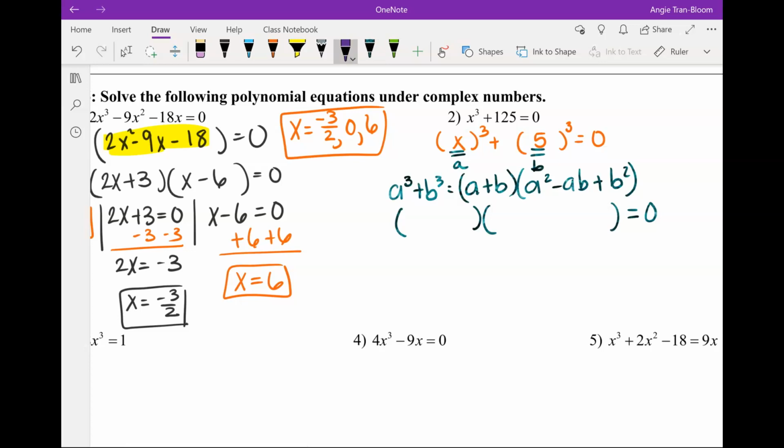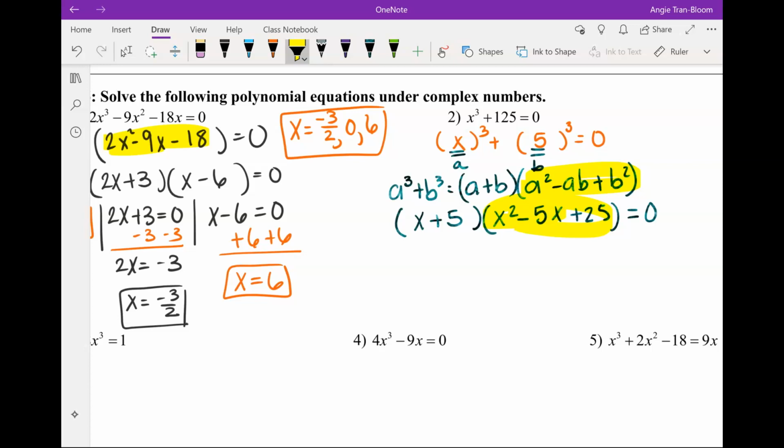Good. So right away, we can have x plus 5. Then it says a square. So Aiden, what would a square be? Good job. Minus a times b. Sarah C, what would a times b be? Good. And Logan, what would b square give us? Good. Okay, I just want to remind you guys, class, this trinomial is not factorable any further. Is that clear? That's why in your formula, it stays as is.